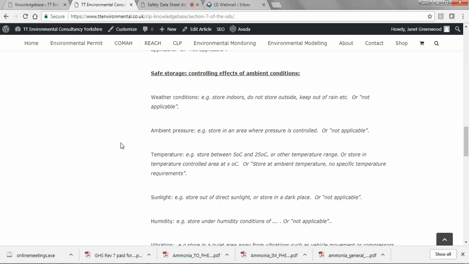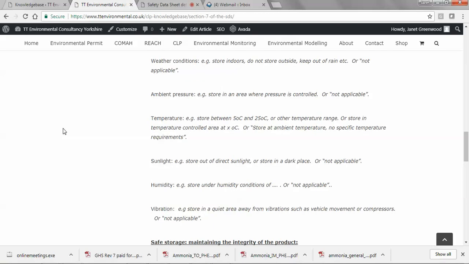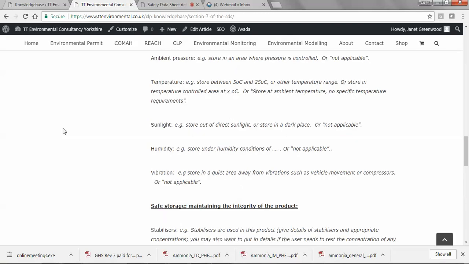You also may need to control ambient conditions. You may want the material stored indoors, or maybe it should be stored out of doors, or it may be kept out of the rain. You may need to keep it in an area where pressure is controlled. You may need to store it between particular temperatures. You may want it stored out of direct sunlight or in a dark place. You may need to control the humidity, and particularly for things that are sensitive to vibration, you may want them stored in a quiet area away from vibrations. Normally that applies to things like explosives or pyrophoric materials or oxidizers.